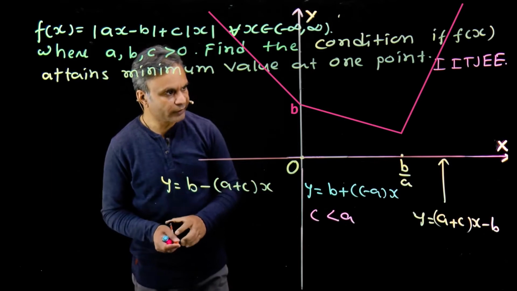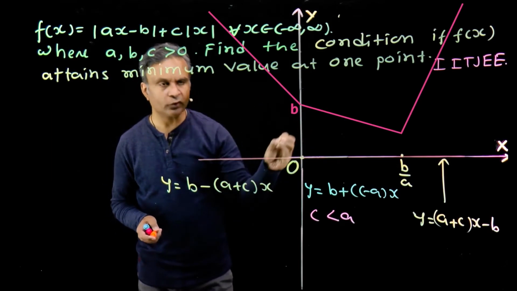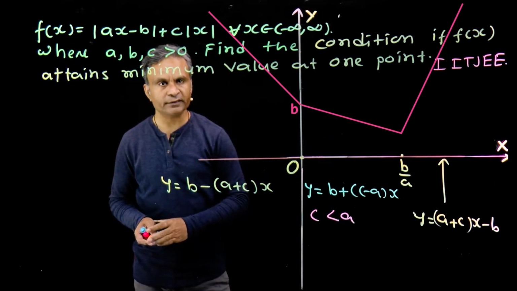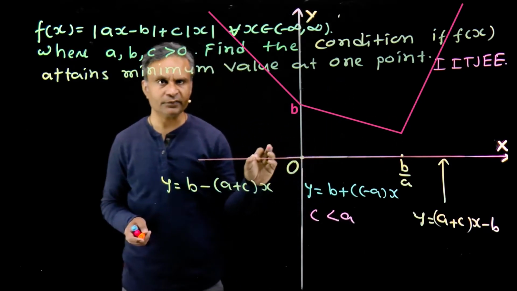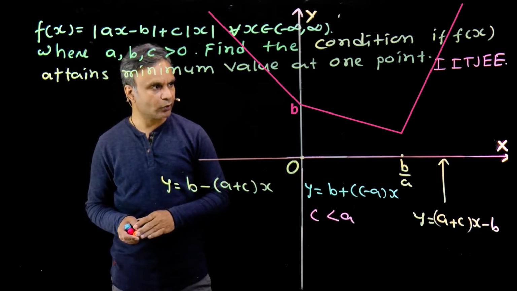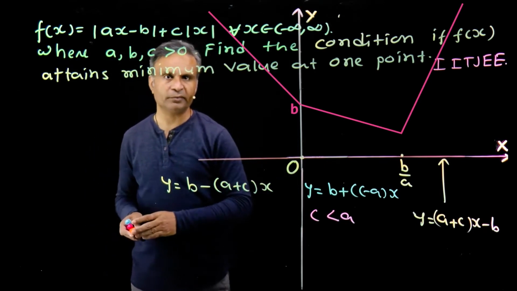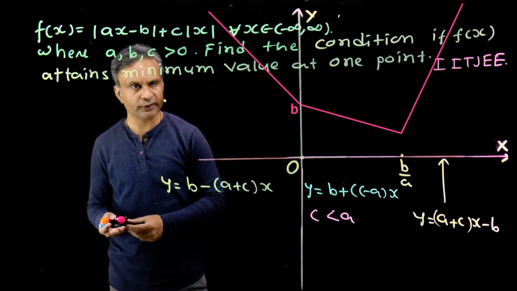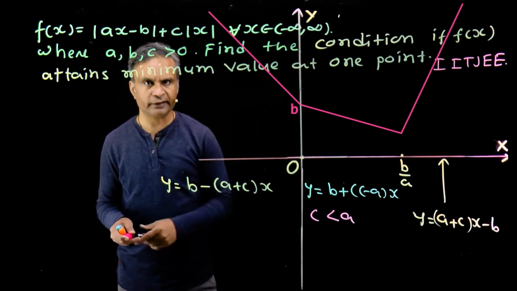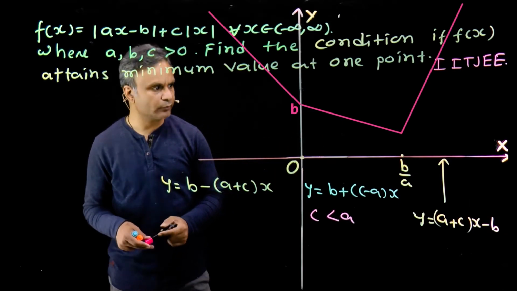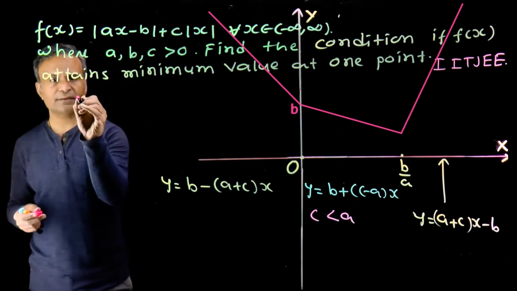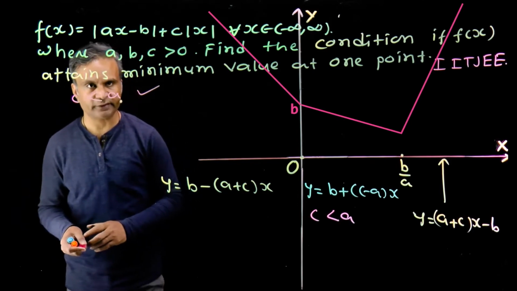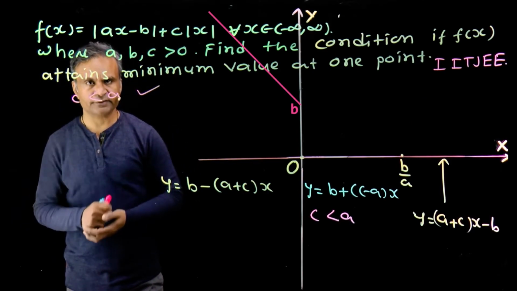Now tell me, do you see any point of minima? Yes, b upon a is point of minima and this is the only point of minima. b upon a is the point of minima and this is the only point where the function value will be minimum. So this is required condition for exactly one point of minima, that c is less than a. This is one of the required conditions.